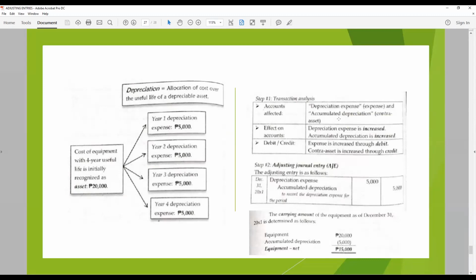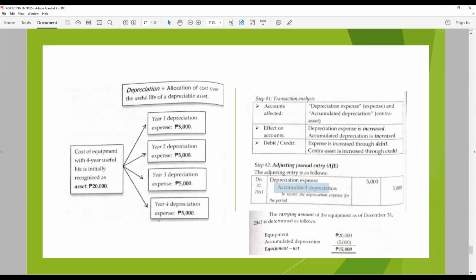So, accounts affected daw, how you record depreciation expense: depreciation expense and accumulated depreciation contra asset. Depreciation expense is increased, accumulated depreciation is increased, expense is increased through debit, contra asset is increased through credit. Adjusting entry is debit depreciation expense 5,000, credit accumulated depreciation 5,000.